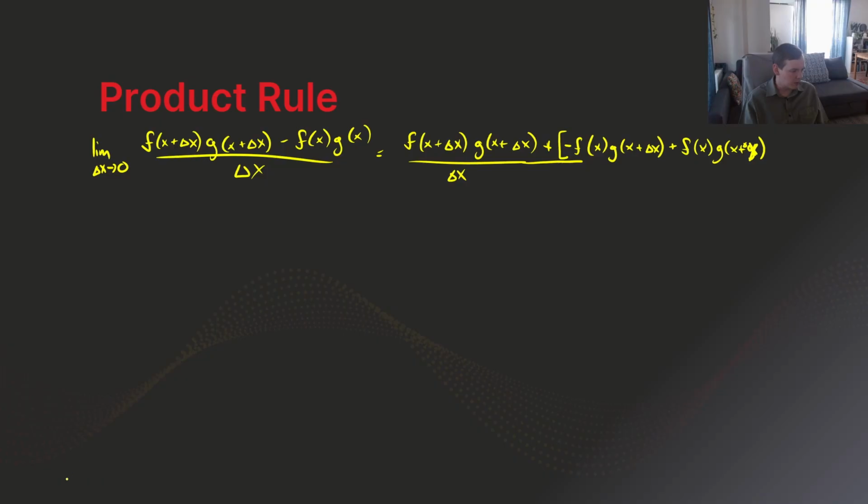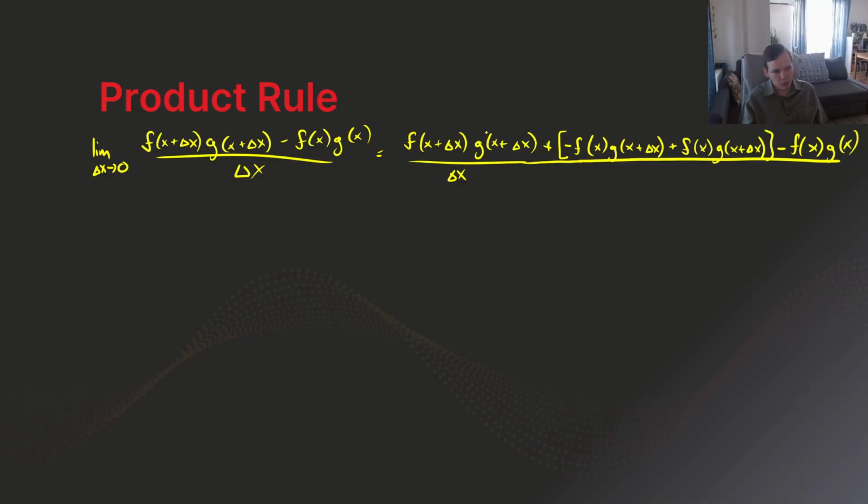It's a little sloppy, let me rewrite that. And switch back to my pen. g of x plus delta x. So you see in brackets here, this is equal to 0, so I can just add 0 arbitrarily if I want. And then minus f of x, g of x, all over delta x.